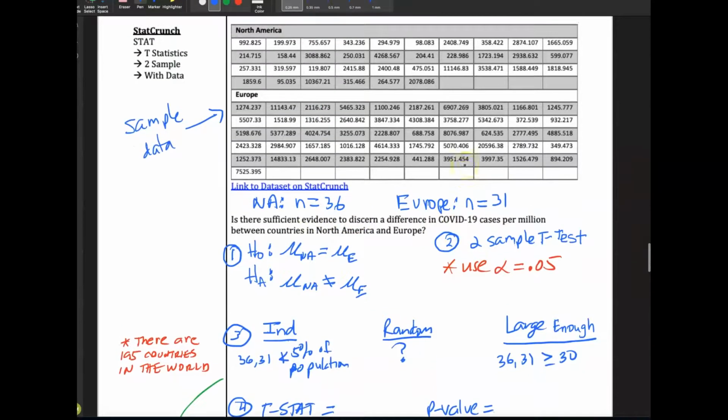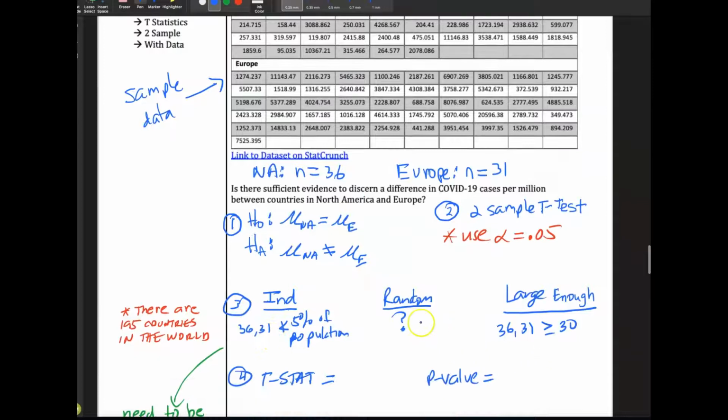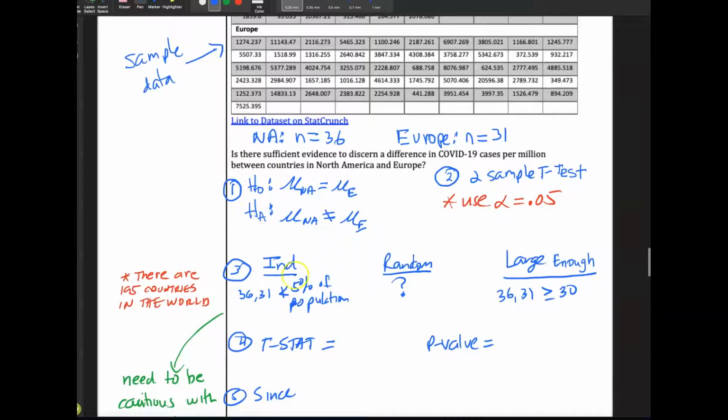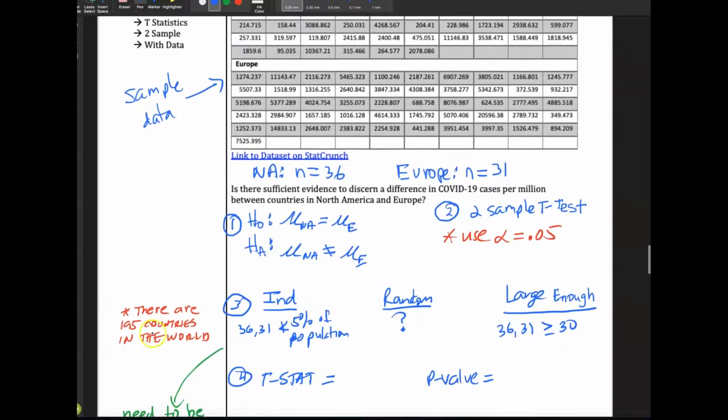We have the sample sizes so that we could check the IRLs. And so when we think about it, as we go through that, we're checking to see, is there a difference between them? So the null is the mean of North America equals the mean of Europe, and the alternative is the mean of North America is not equal to the mean of Europe. And then like I said, we make sure we got those straight. And then IRL, the sample sizes, are they less than 5% of the population? It depends.